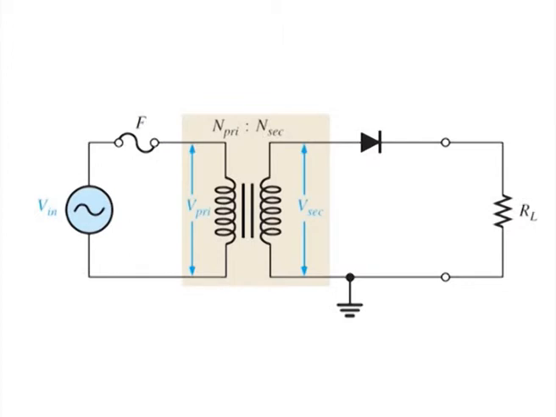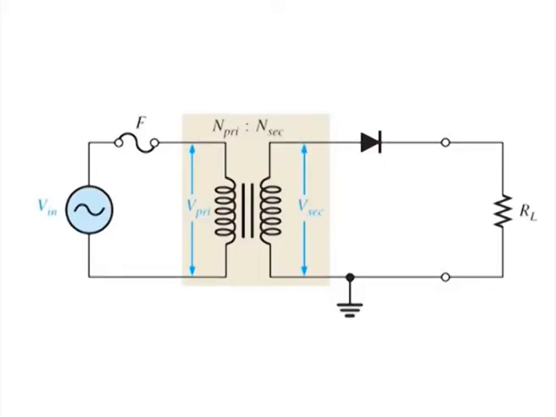Transformer coupling. A transformer is often used to couple the AC input voltage from the source to the rectifier. Transformer coupling provides two advantages. First, it allows the source voltage to be stepped down as needed. Second, the AC source is electrically isolated from the rectifier, thus preventing a shock hazard in the secondary circuit. The amount by which the voltage is stepped down is determined by the turns ratio of the transformer.